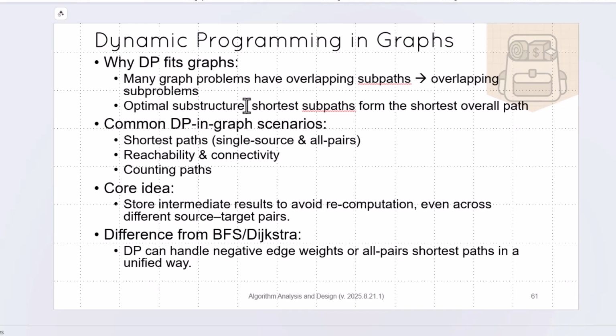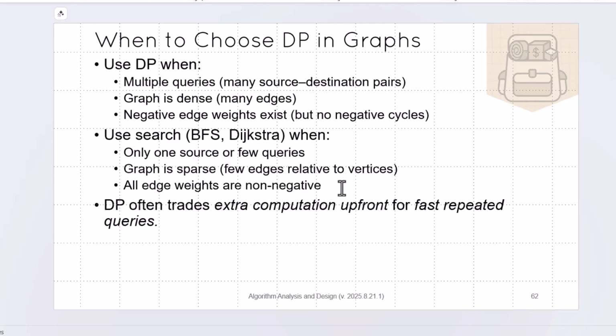So optimal substructure, we have the shortest subpaths forming the shortest overall path. Common dynamic programming in graph scenarios would be things like shortest path, reachability and connectivity, and counting paths. Core idea would be store intermediate results to avoid recomputation, even across different source target pairs. The differences from a breadth first search and Dijkstra would be that dynamic programming can handle negative edge weights or all pairs shortest paths in a unified way.